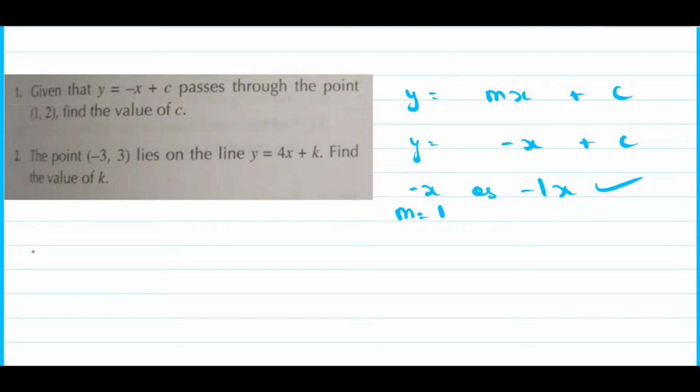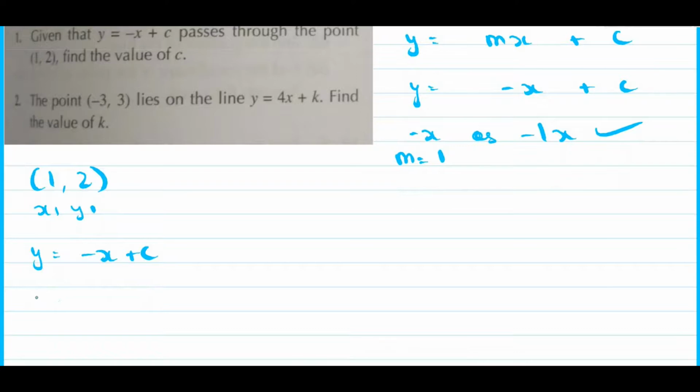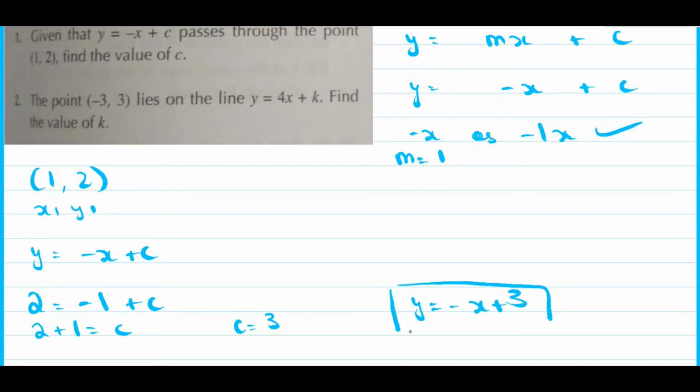So now plug in the values. You have 1, 2. Consider this as x1 and y1. The equation is y is equals to minus x plus c. Now instead of writing y and minus x, just plug in the values. Instead of y, write 2 is equals to minus 1 plus c. 2 plus 1 is equals to c, and the value of c is equals to 3. Now your final answer would be y is equals to minus x plus 3 if the question asks you to write in form of an equation.